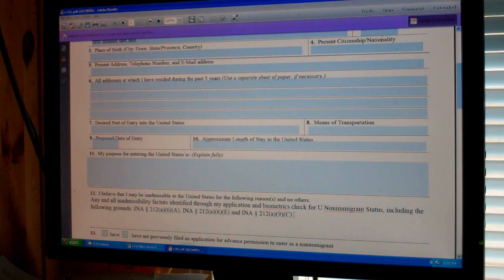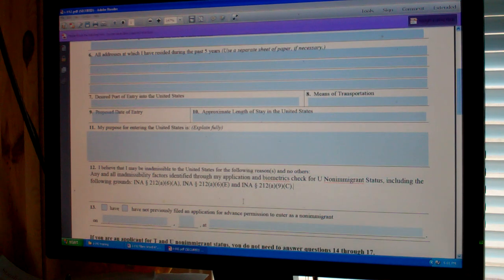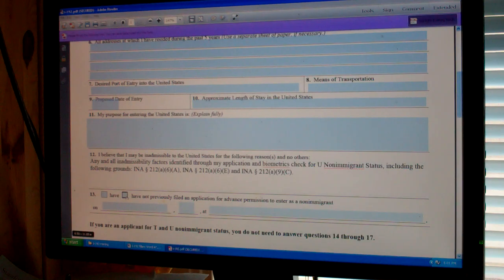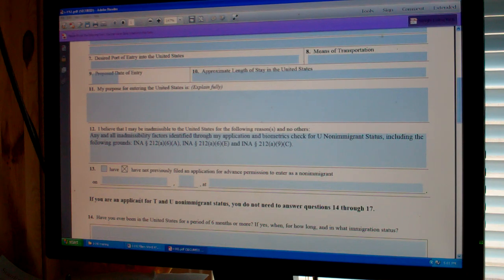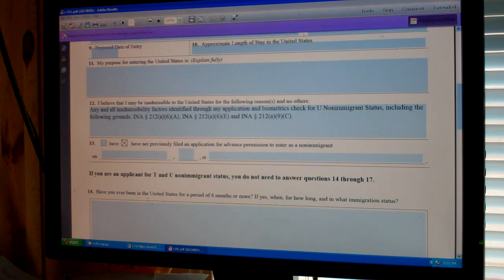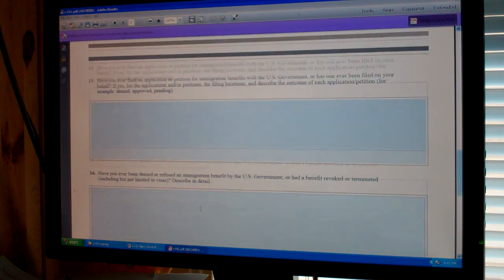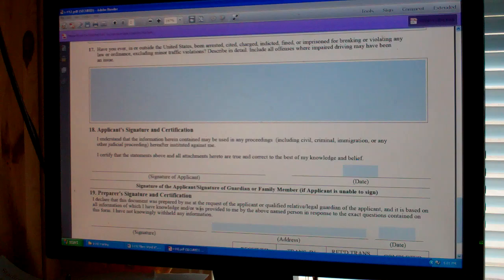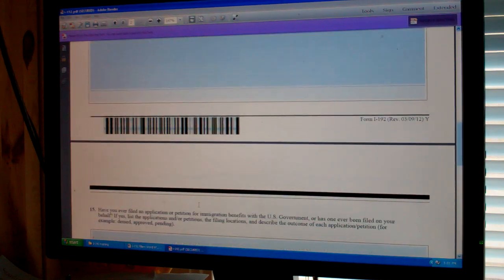So we will go on. We'll visit the other inadmissibility factors in just a moment. We're going to say he has not previously filed an application for advance permission, and then that's all you have to say. Everything through here is only for somebody who is not applying for U and T status.